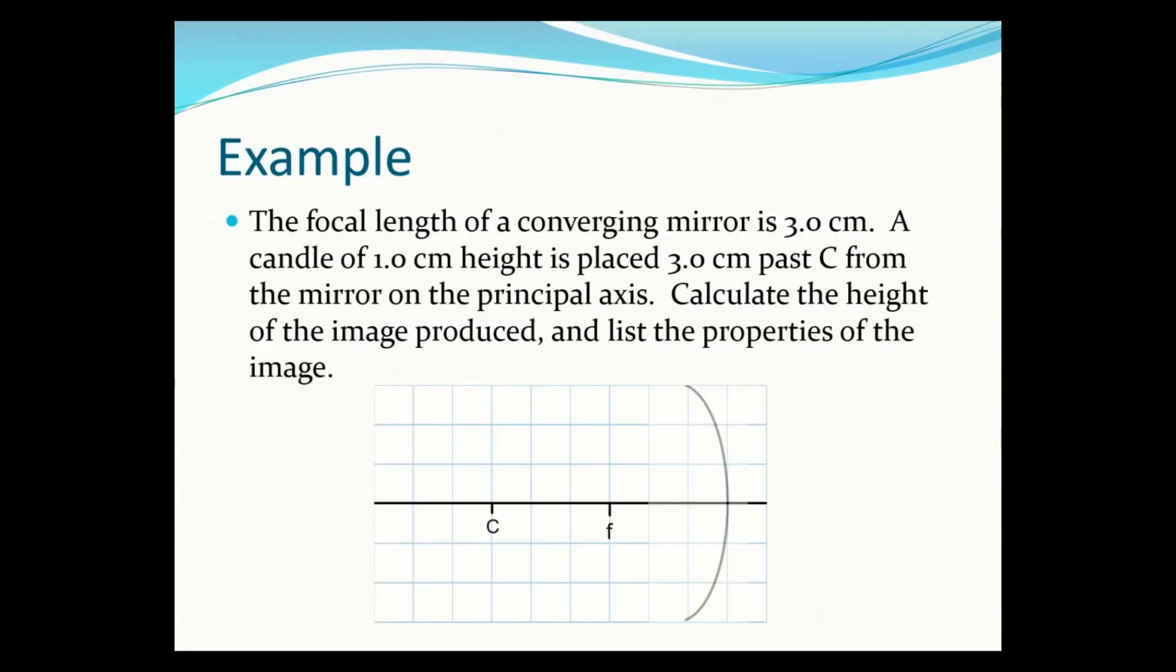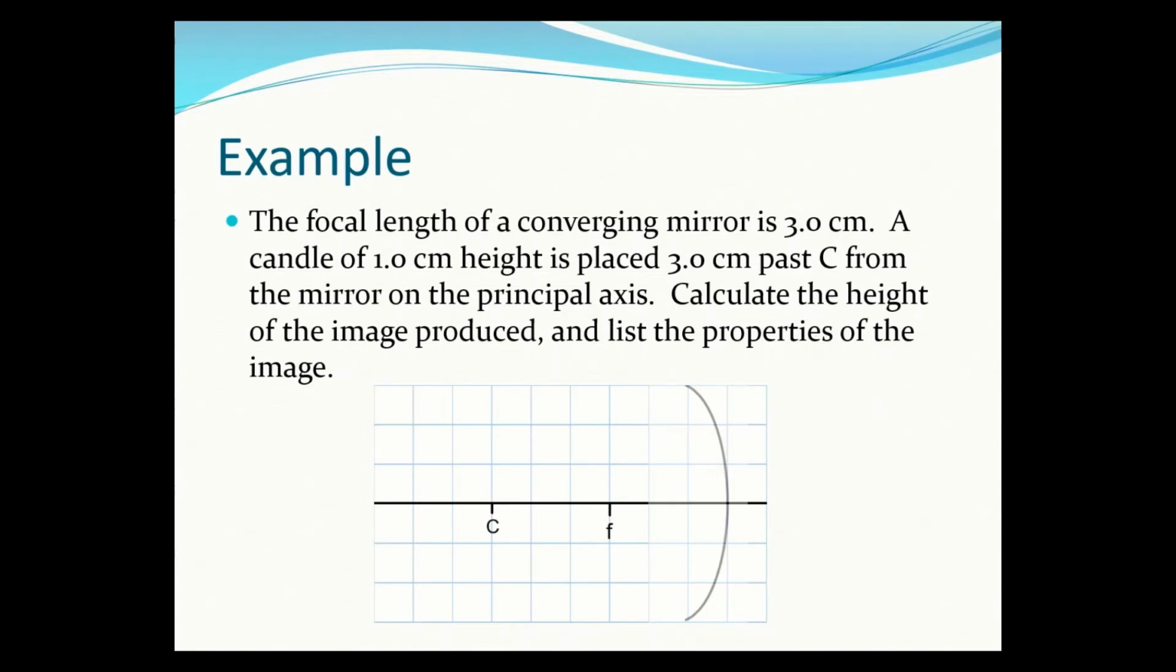Okay, so let's do some calculations. The focal length of a converging mirror is 3 centimeters. A candle of 1 centimeter height is placed 3 centimeters past C from the mirror on the principal axis. Calculate the height of the image produced and list the properties of the image. So we can do this two ways. We can predict the characteristics by drawing a ray diagram. So let's do that first.